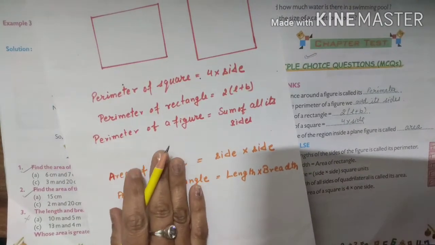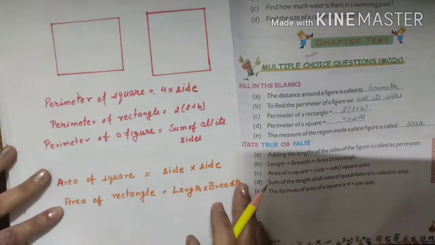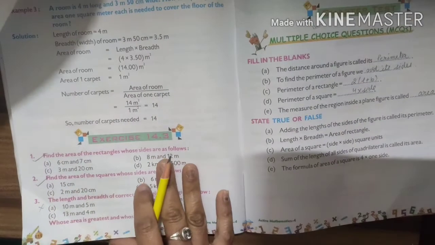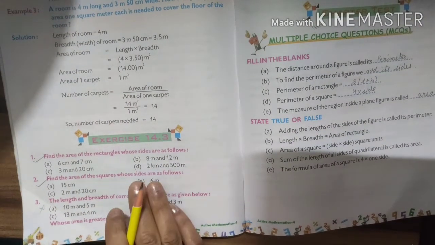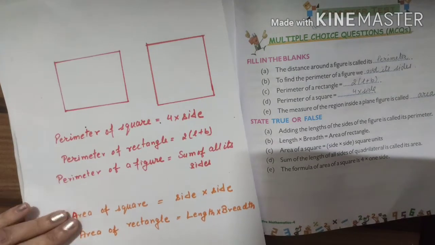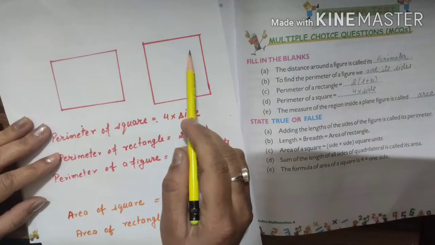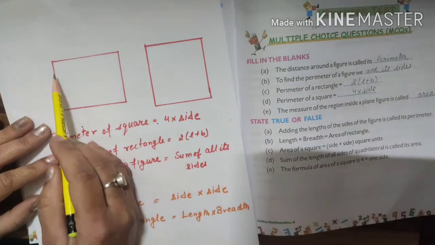Good morning, dear students. Today we will solve exercise 14.3. Before solving this exercise, let us discuss some important concepts related to it. Here this is a square and this is a rectangle.